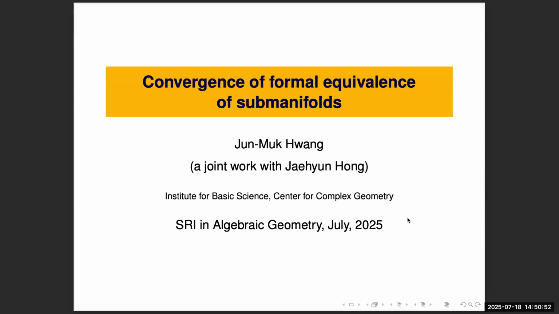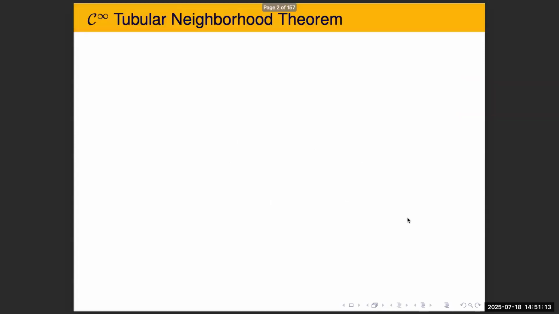So the problem I'll talk about is the convergence of formal equivalence. This was studied very much in the 60s and 70s, almost 50 years ago. So let me recall why people got interested in this problem. There's what's called the tubular neighborhood theorem in differential topology. It's in the smooth category.